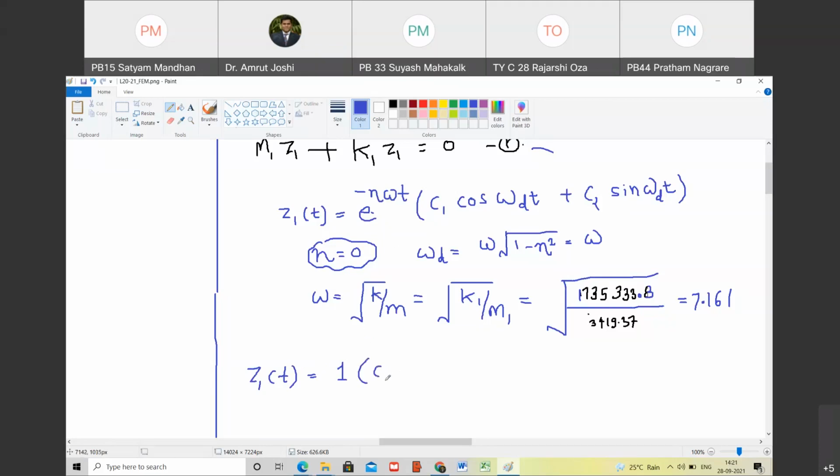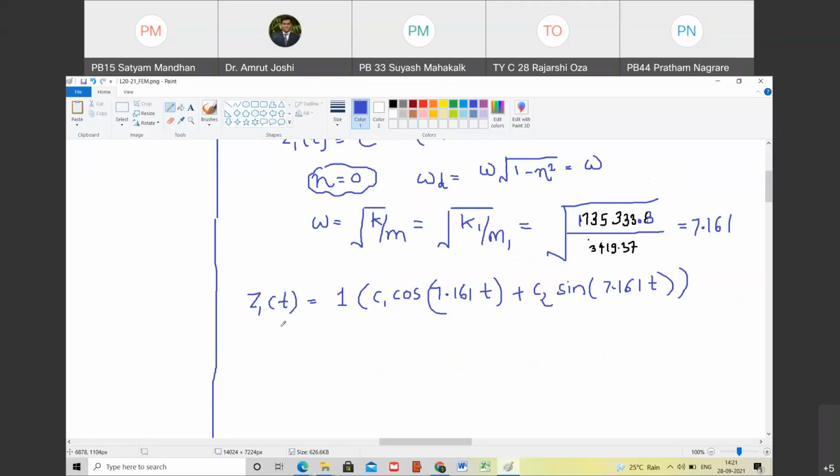Now, C1 cos of omega t, but omega is this one. It is going to be 7.161, times, plus C2 times sin, 7.161 times t. Happy? Yes, sir. Now how will you get C1 and C2? You have to use two boundary conditions.